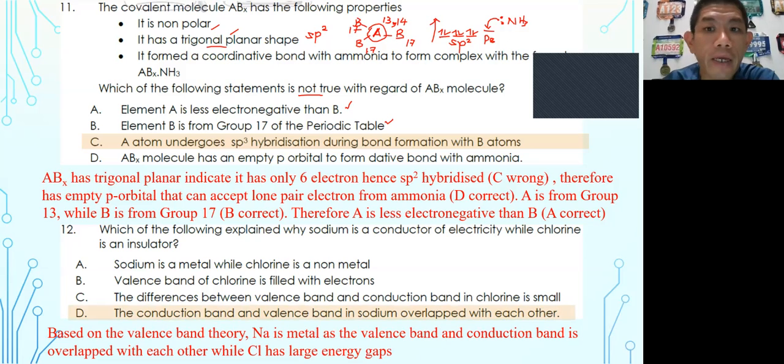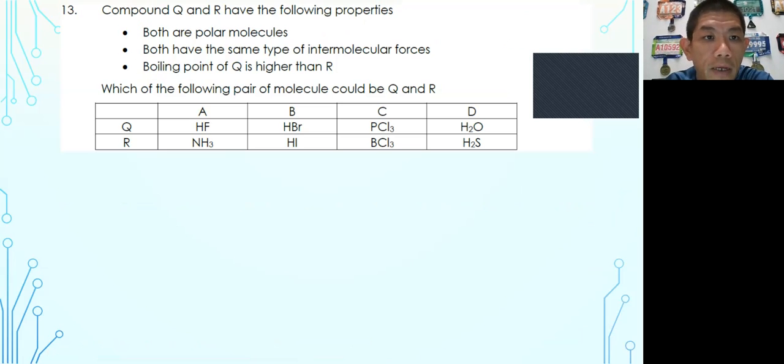Okay, so this is for number 12. So we go to number 13. Compound Q and R have the following properties. Both are polar molecules. So now in here, we are going to play an elimination game. Which one can be eliminated? If you look carefully at the selection here, all of the molecules in A, B, C, D are polar. So none of them are eliminated.